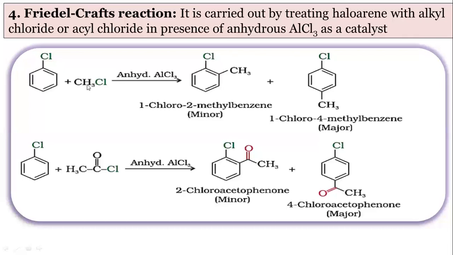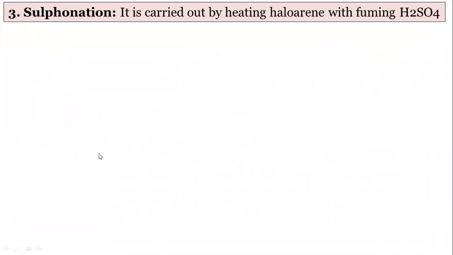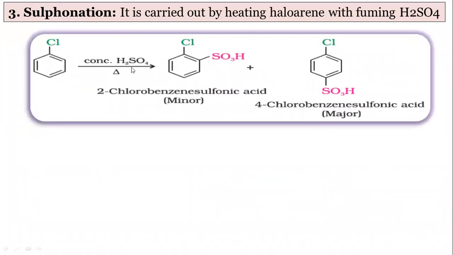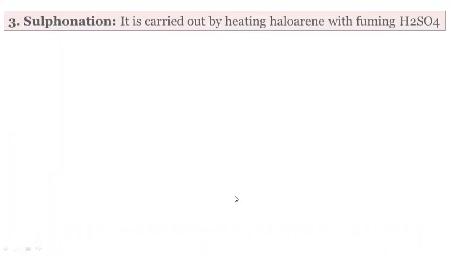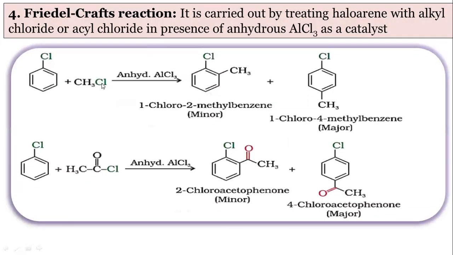In this, CH3 plus is the electrophile. In this, CH3CO plus is the electrophile. Nitration, NO2 plus is the electrophile. Sulfonation, SO3H plus is the electrophile. In halogenation, Cl plus is the electrophile. In Friedel-Crafts reaction, CH3 plus and CH3CO plus are the electrophiles. All these, nitration, sulfonation, halogenation, Friedel-Crafts alkylation and acylation, are electrophilic substitution reactions.